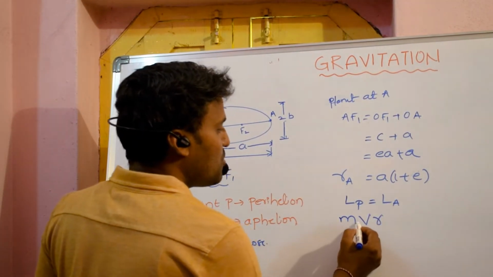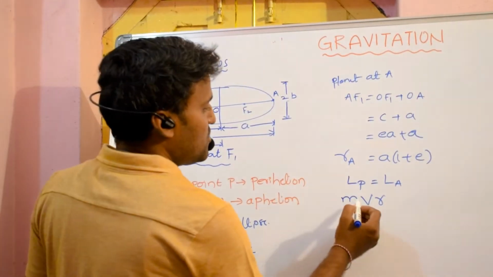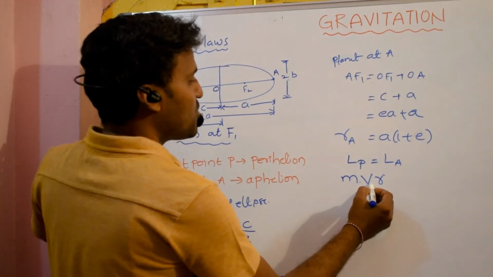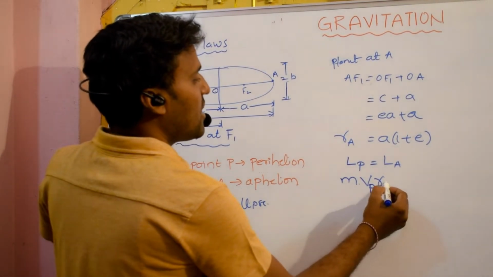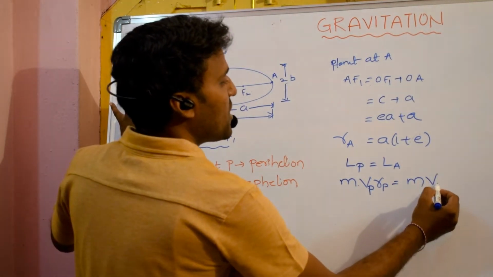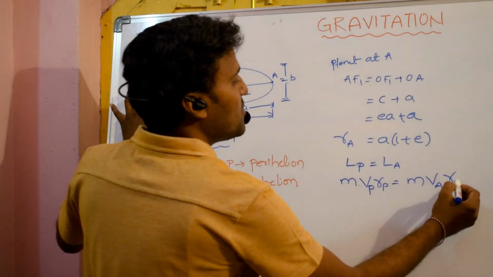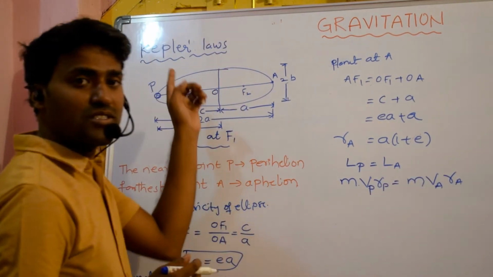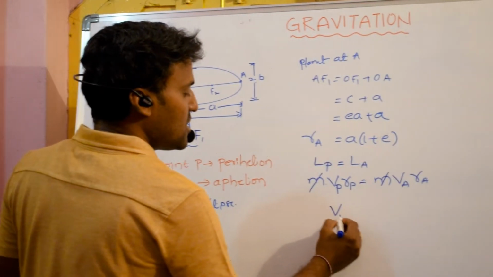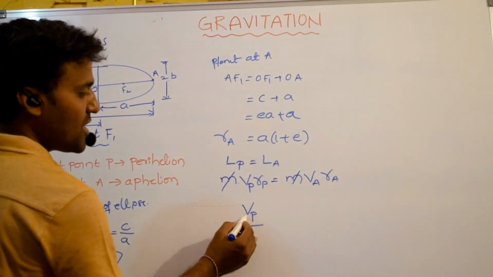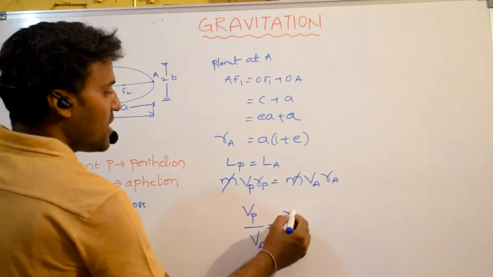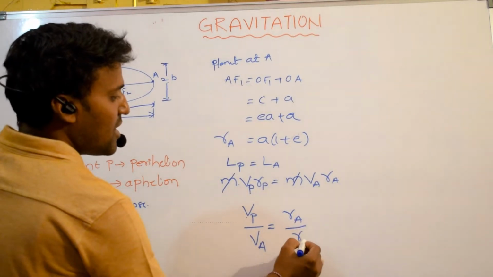mvr. So the mass of the planet does not change; mass is constant. Velocity of the planet at point P and distance r is equal to the mass of the planet times the velocity of the planet at A and the distance from sun to planet when the planet is at A. So both side mass get cancelled. We can write Vp divided by Va is equal to RA divided by RP.